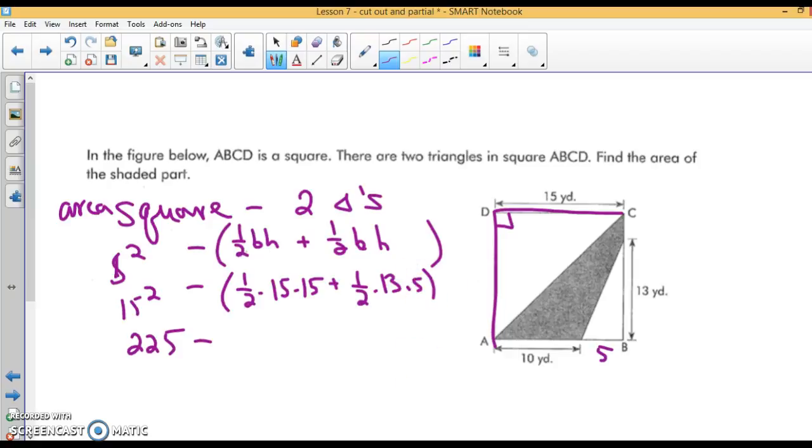So, I'm going to get, this is 112.5, this triangle is 32.5. When I add those together and subtract from 225, I'm going to get 80 square yards.